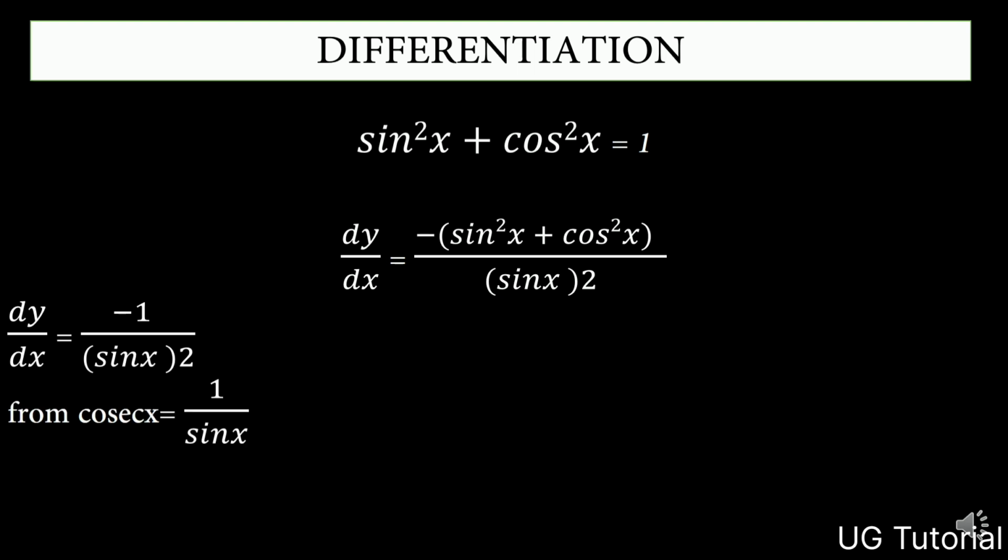And you know that 1 over sin x is equals to cosec x. So 1 over sin square x will now be cosec square x. Don't forget there's a minus at the numerator, so that minus will appear. That means you replace this expression with minus cosec square x.